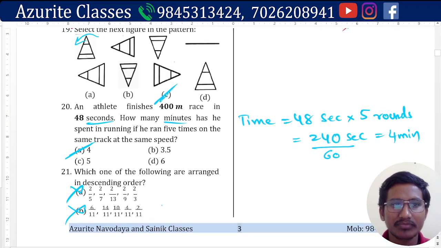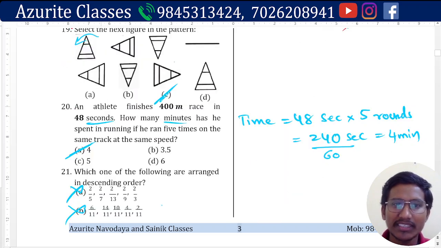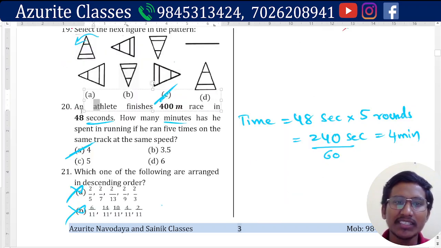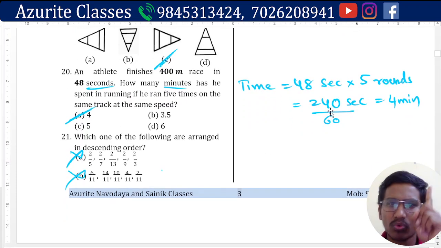If you see, an athlete finishes a 400-meter race in 48 seconds. How many minutes does he have to spend running if he ran 5 times? So directly, 1 round is 48 seconds. 5 rounds, how many seconds? 48 times 5 means 240 seconds.